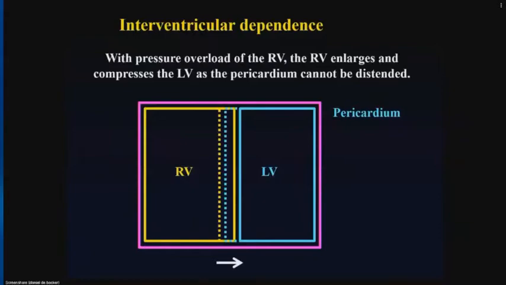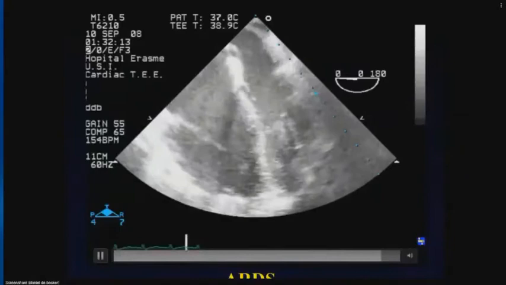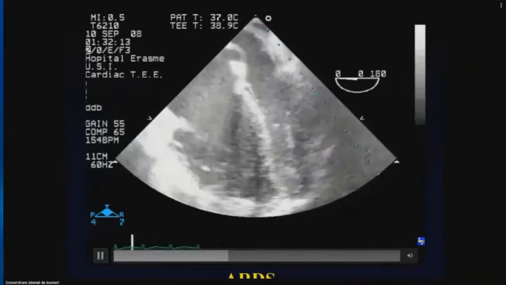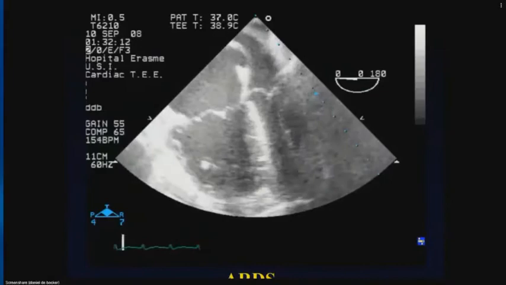And this is exactly what we see here in this patient. We have here the left ventricle, the left atrium, the right ventricle, the right atrium. And you can see here the distension of the right side cavities. And during each inspiration, we can even see the interatrial septum bowing even further to the left side, compressing further the left heart cavities.